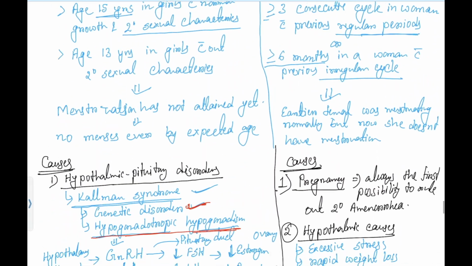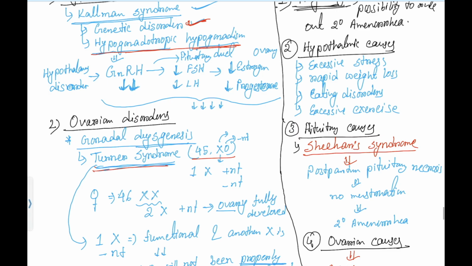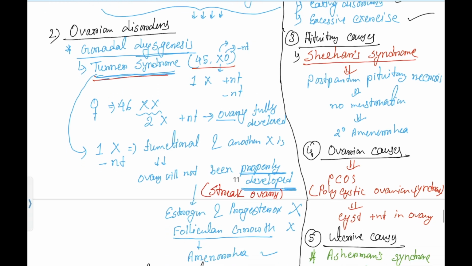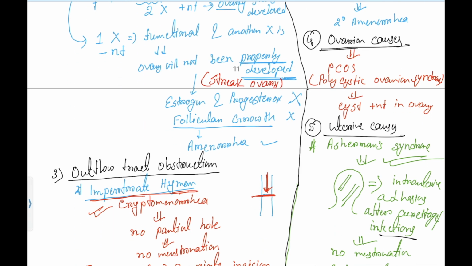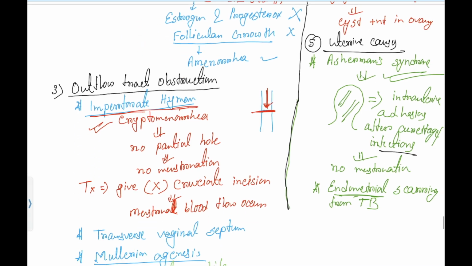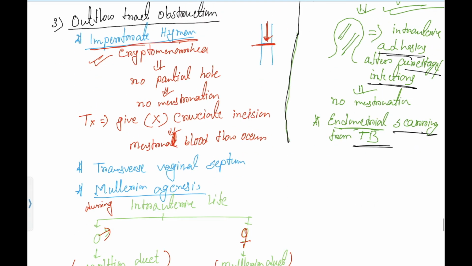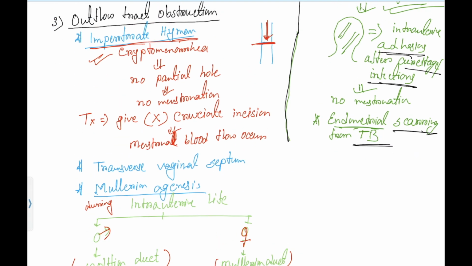So what are the causes of this secondary amenorrhea? Like pregnancy, the first cause you have to rule out. Second is hypothalamic causes like excessive stress, rapid weight loss, any kind of eating disorder, excessive exercise, all will lead to absence of menstruation or secondary amenorrhea. Then pituitary causes like Sheehan syndrome, which means after delivery, during the postpartum period, there will be pituitary necrosis. That leads to secondary amenorrhea. Ovarian causes like any kind of cyst, polycystic ovarian disease, PCOD, PCOS, all will lead to secondary amenorrhea. Uterine causes like adhesion or scarring due to curettage, infection or TB will lead to no menstruation and cause secondary amenorrhea.